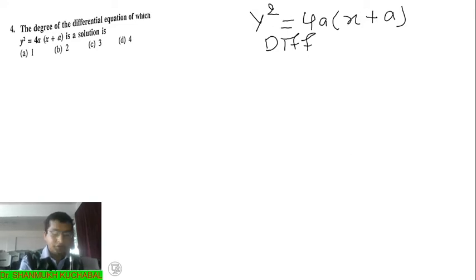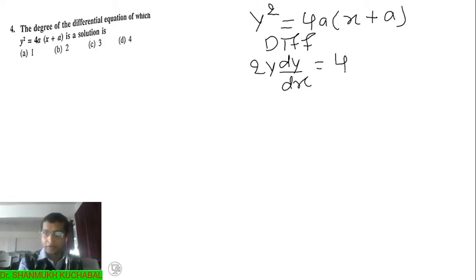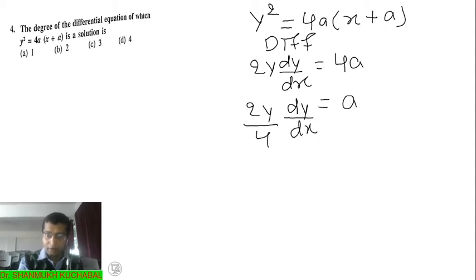So y square differentiation is 2y dy by dx, and 4 is a constant multiplied by a variable. X differentiation is 1, plus a differentiation is 0. So we have to write a solution for a now. So it is 2y dy by dx divided by 4.